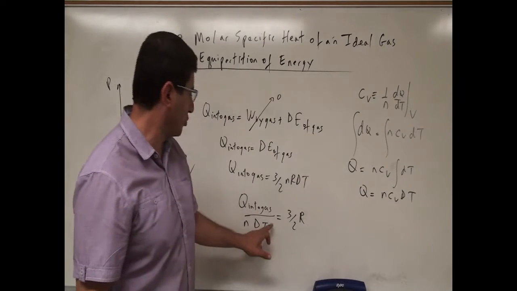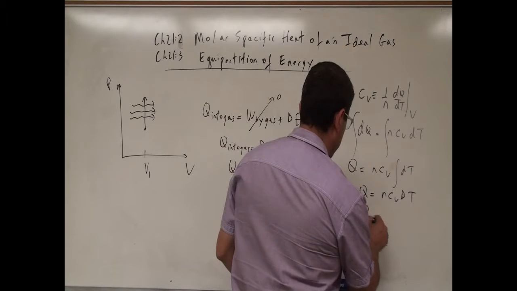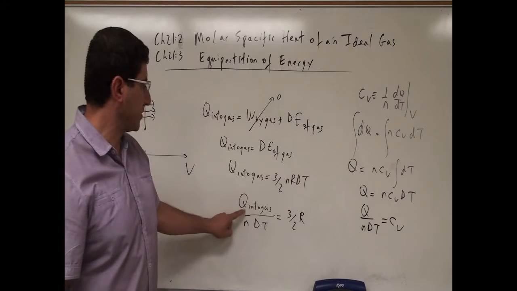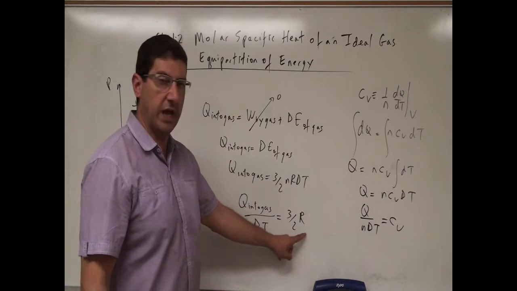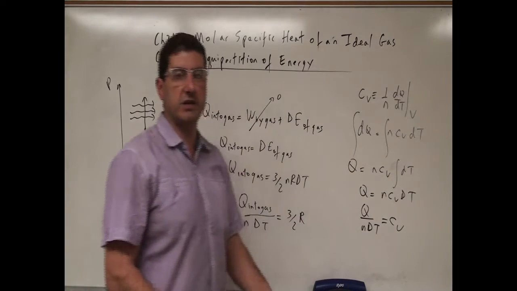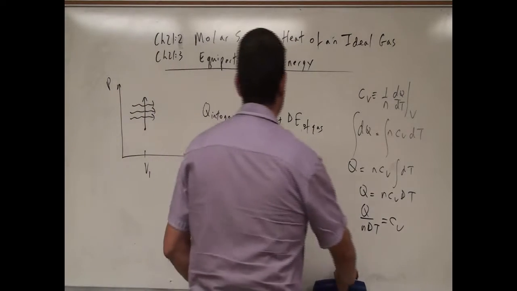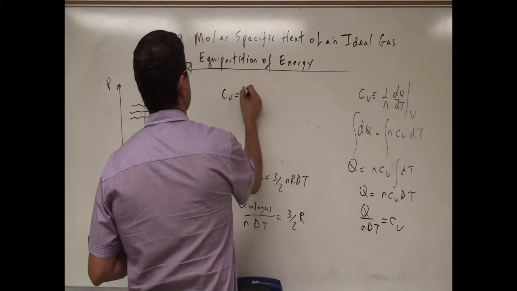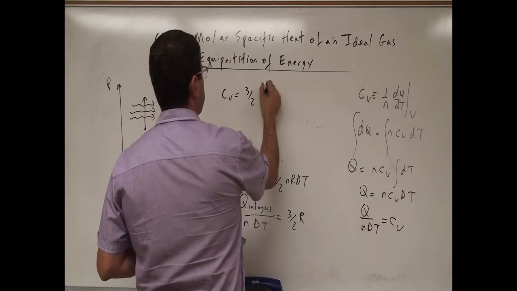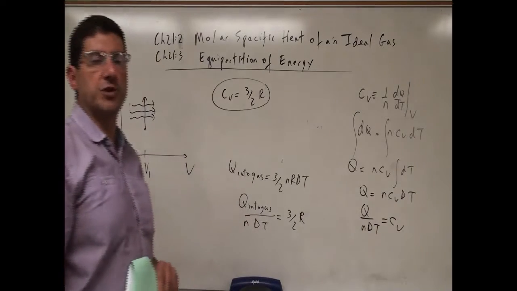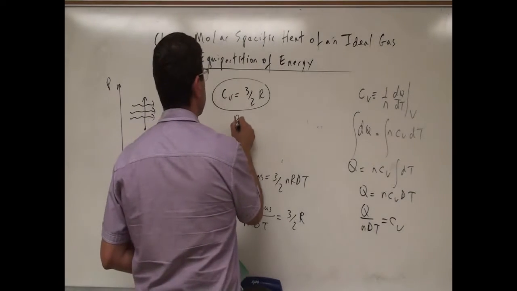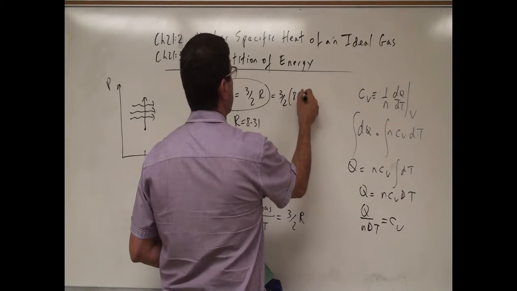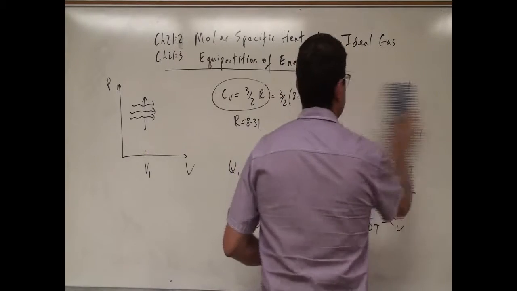Then we can set this equal to this, right? We can say Q over n delta T is equal to CV. And then here we have Q into gas divided by n delta T is 3 halves R. Therefore, the molar specific heat of an ideal gas CV is equal to 3 halves R. CV is equal to 3 halves R, right? And then remember R was equal to 8.31. Right, so if we do 3 halves times 8.31, we're going to get what?